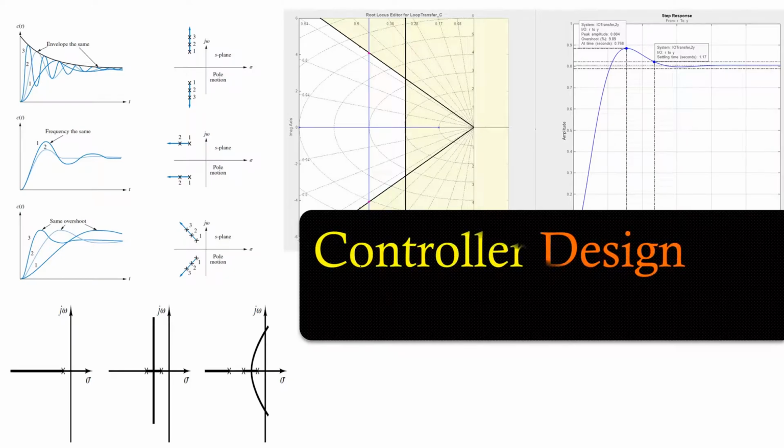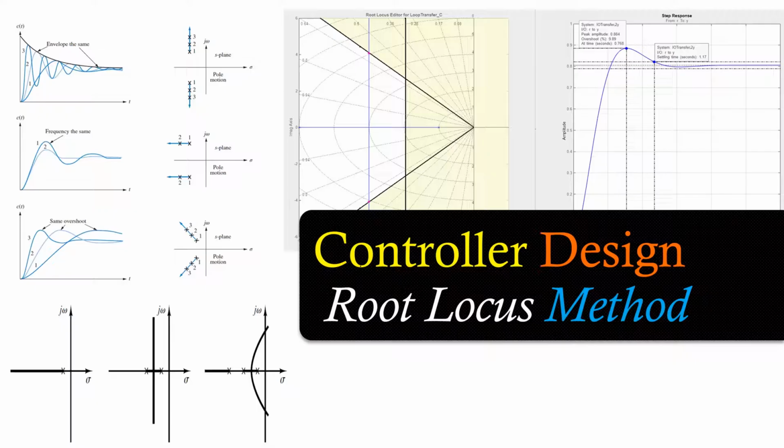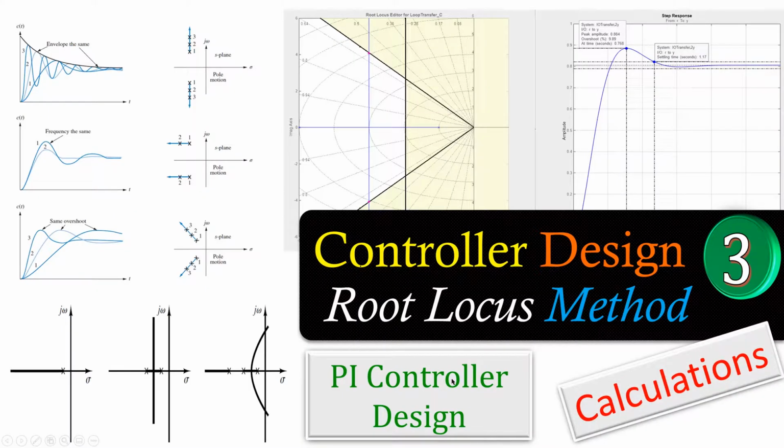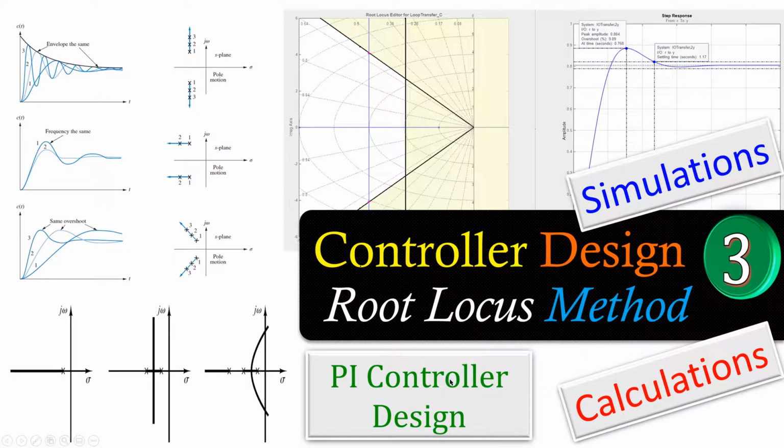Hi everyone and welcome to a new video about controller design, and we continue with the subject of root locus method, and this is our example number 3. In this example we will look at the design of a PI controller, and we will look at simulations and calculations to verify our calculations in MATLAB. So let's look at our example.